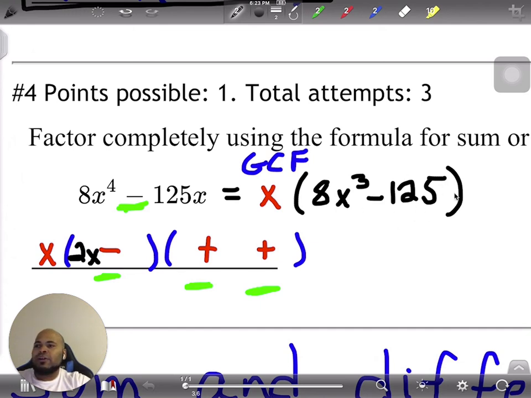Good. Now I'm going to look at the 125. And the cube root of 125, we kind of did this already. It's 5. We did it in the previous problem 2, I believe. And then that's it. I forget about that, and I only look at my A and my B. Take the first term of my binomial and square it. So 2x times 2x is 4x squared. I take the last term and I square it. So 5 squared is 25, because 5 times 5 is 25. And then I'm going to multiply them both. 2x times 5 is 10x.